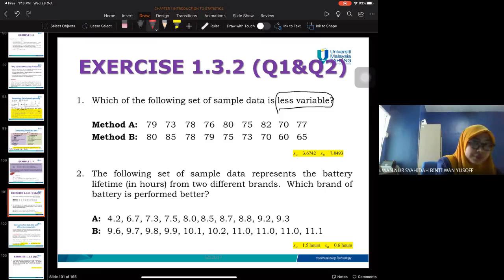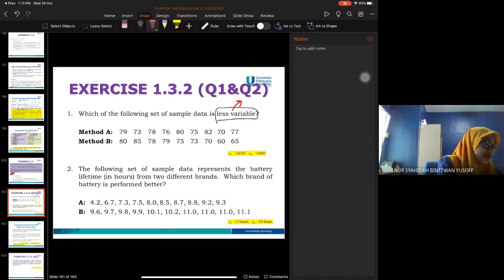The less variable here. So how do we define which one is the less variable? The value that we can use is not like that. How do we know the sample data is less variable? It is based on variability. You have to learn.